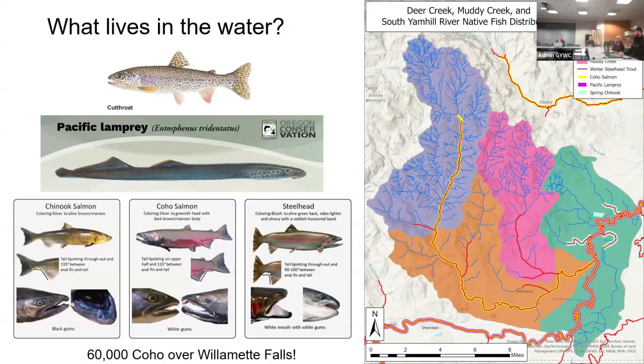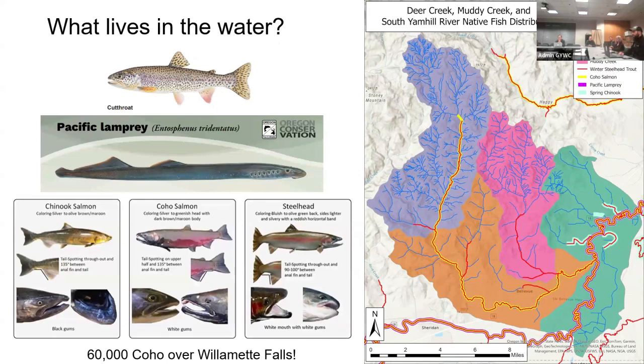And I also wanted to highlight, because we're at a Watershed Council meeting, what's in these systems. And so we've got native cutthroat that are throughout all of the streams here. When we're looking at this map, to start out, the red line is our winter steelhead. And so they tend to go all the way up into Deer Creek system. Same with the coho, which is the yellow line here.